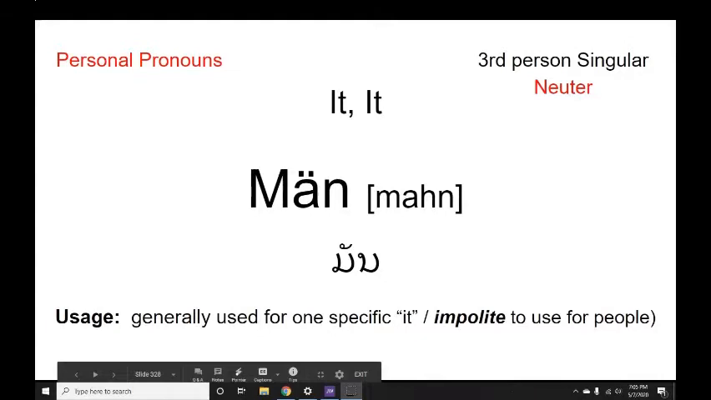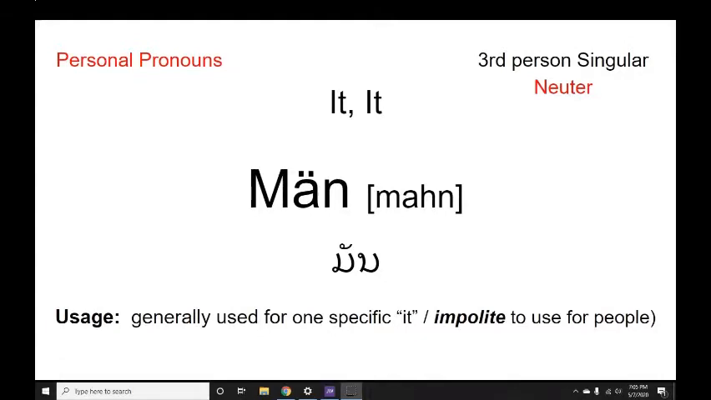Okay. So now we have the word for this neuter, it. All right, and it's man. Man. Not man, but it's man. And it's short and quick. Man. Okay. And it is, from what I've learned, it's impolite to use this in reference to people.